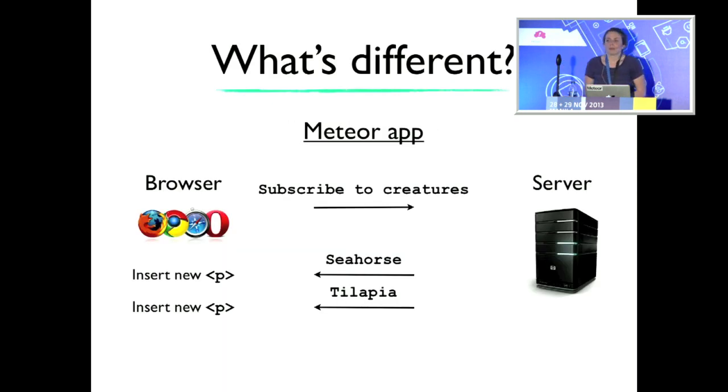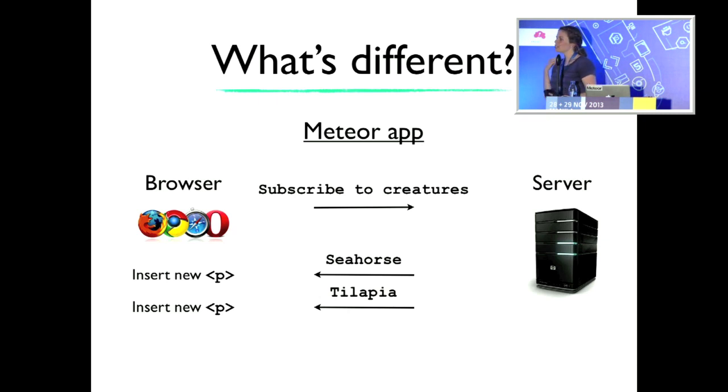In a Meteor app, we want to subscribe to data. We want to say, I want to know about all the sea creatures that the server knows about. And when the server finds out about new sea creatures, then I want to know about those also. And when the client finds out about new data from the server, the client figures out how to put it on the page, instead of the server saying, here's all the HTML for the entire list.